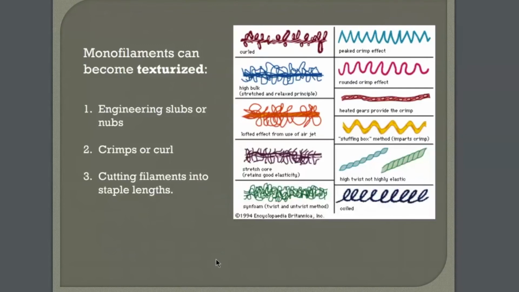So here are examples of how monofilaments can become texturized. Anything that once looked like a fishing wire can be crimped. It could be twisted. It could be coiled. It could add curl. It could add bulk. So anything that once looked like a single monofilament fishing wire can be engineered with slubs and nubs and all of these different effects. It can then be cut into short fibers. And this is why, students, these manufactured synthetic fibers are looking so close to the original.